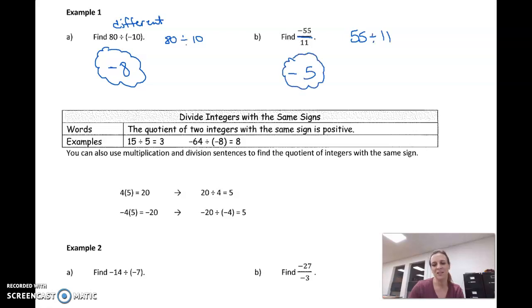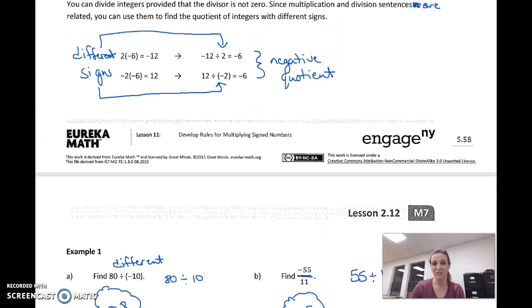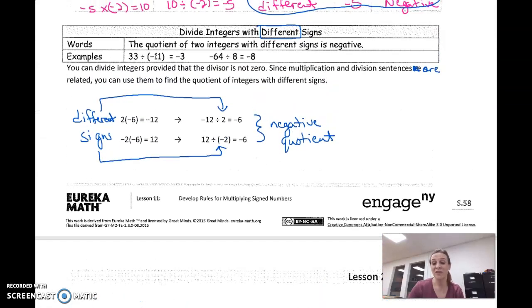Okay? And as you can see here, the next video is going to be working on dividing integers with the same sign. But for different signs to start off, we need to know that if you're dividing integers and they both have different signs, then you're automatically going to have a negative solution.